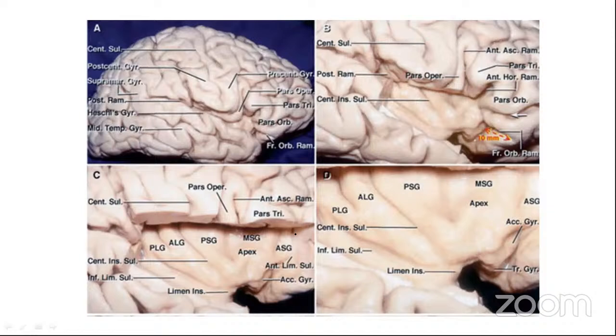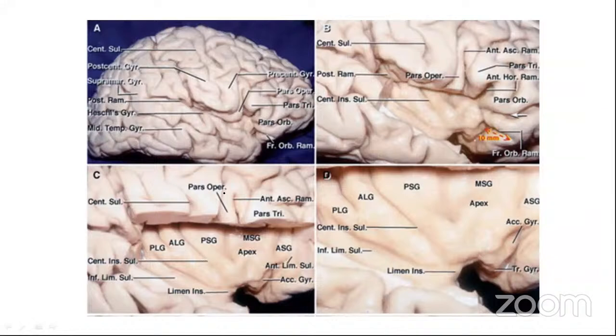The part of the limiting sulcus that is anterior will be the anterior limiting sulcus or anterior circular sulcus. The part present here will be the superior part, the part here will be inferior, and this will be the posterior. As we can appreciate, the central insular sulcus divides the insula into anterior and posterior parts, and we can see the posterior long gyrus and anterior long gyrus.